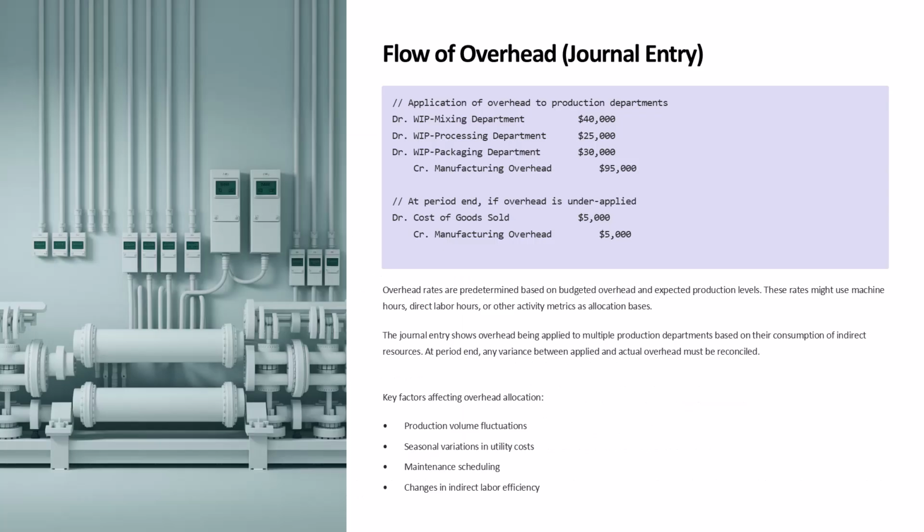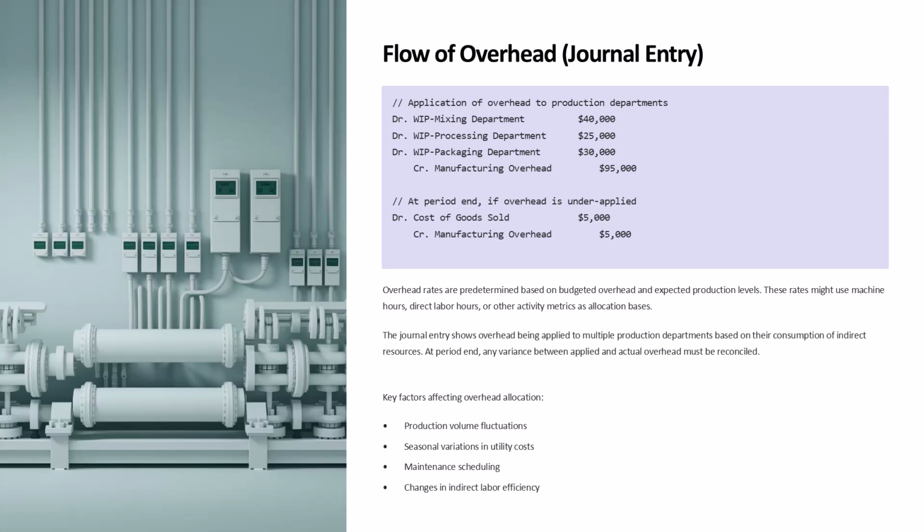Slide 11, flow of overhead, journal entry. The journal entries for overhead in process costing create a systematic distribution of indirect costs to production departments. The pattern mirrors our labor entries: debit work in process for each department and credit manufacturing overhead. Imagine an ice cream manufacturer like Ben & Jerry's, where overhead costs flow to mixing, freezing, packaging, and storage departments, each receiving its fair share based on appropriate cost drivers.